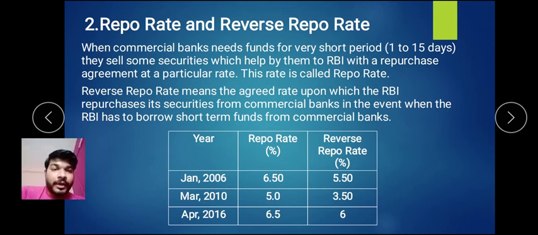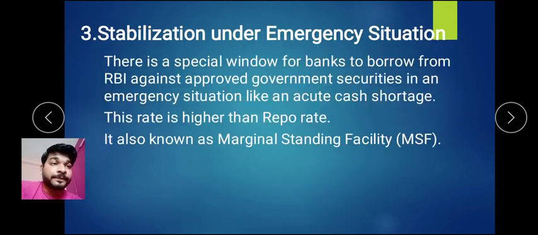Reverse repo rate. So here the rates are given: 6.50 was the repo rate in 2006, reverse repo rate 5.50. It is always less. Then in March, 5% is there, and reverse repo was 3.50. April 2016 6.5 and 6. Currently it is 4% and 3.5%.